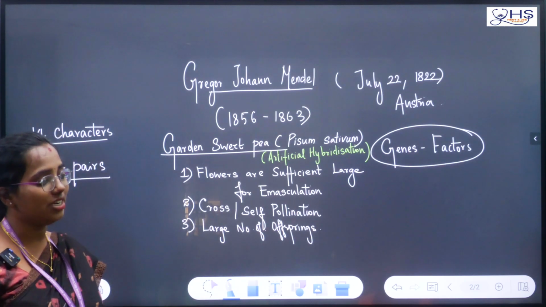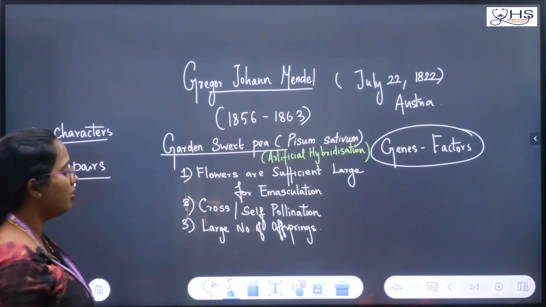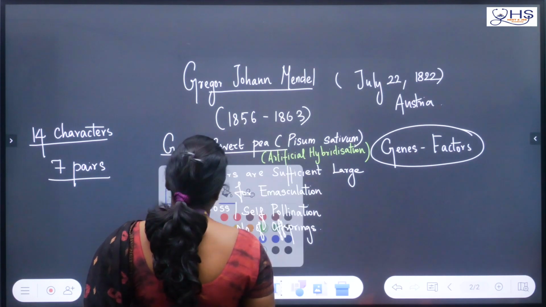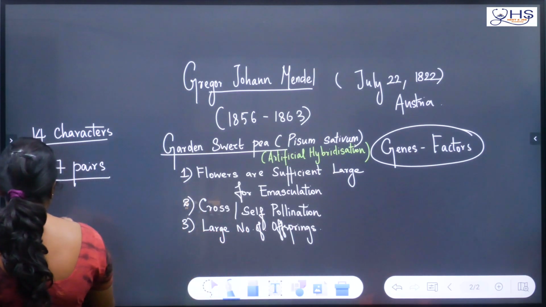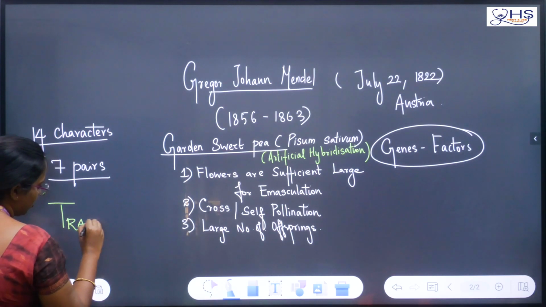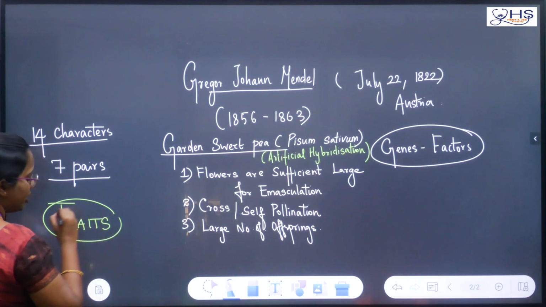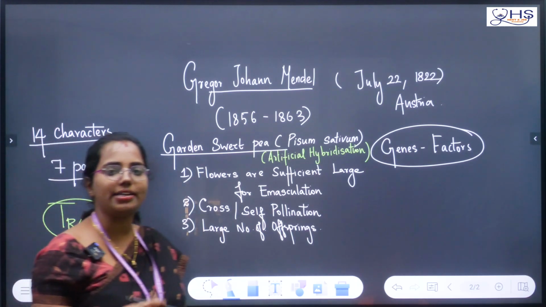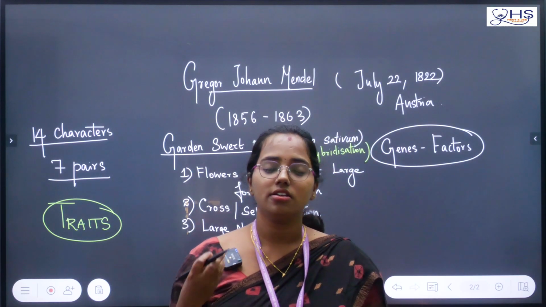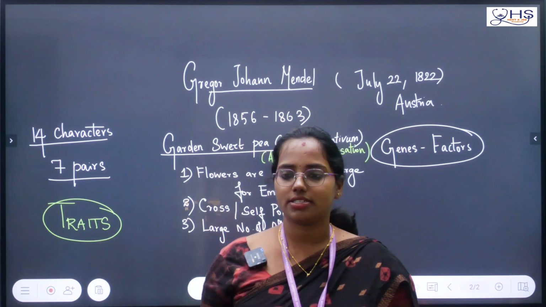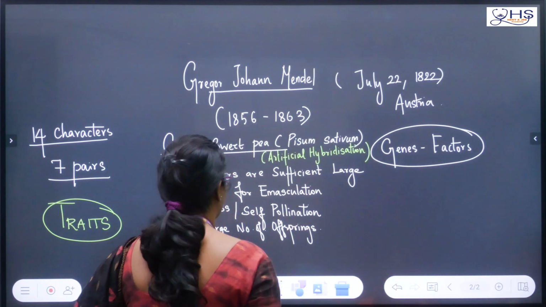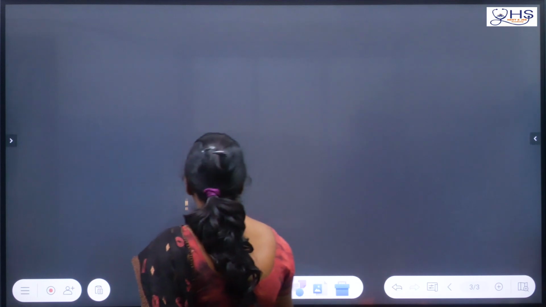But in genetics, what do we call characters? In genetics, what do we call characters? Traits. What is the meaning of the word traits? Characters. So if the question asks number of traits, how many traits? 14 traits. Number of characters Mendel chose for the experiments? 14 traits. Okay, what are the characters? We'll see.